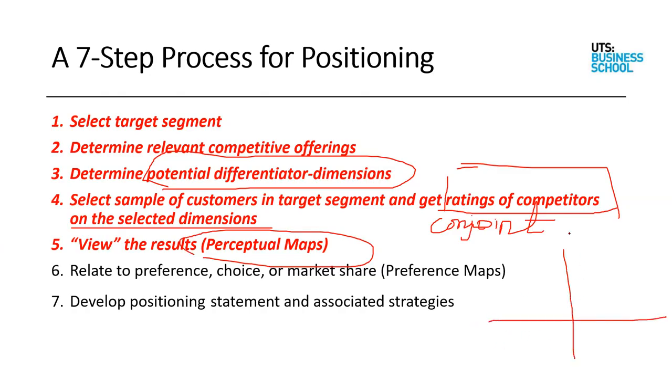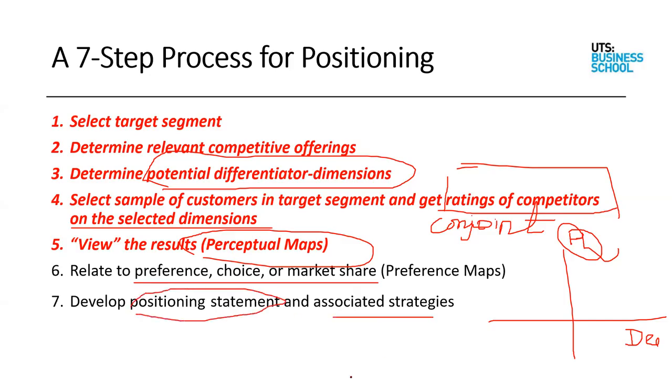Say this is a dimension of high quality versus low quality. So this is quality, and let's say this is design or price. So you can identify the main dimensions on which you want to plot the different brands, and then check for yourself how you would like to position your brand among the existing brands. So relate to the preference, choice, or market share. You relate these maps or the results to consumer preference or choice or market share, whatever you have. And then you develop a positioning statement and associated strategies.